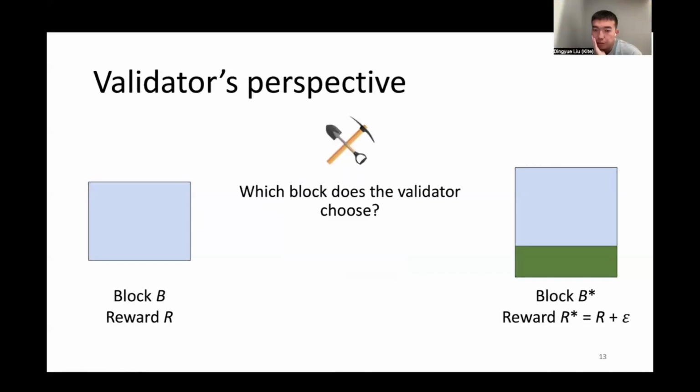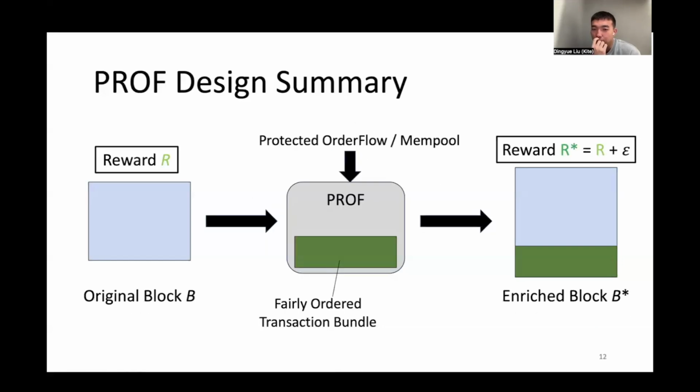Now, from a... Can I ask a question? Yeah, please. Sorry, go ahead. I think here the incentive idea is that since there is an extra epsilon, the validators will be happy enough to take the enriched block instead of the original block.